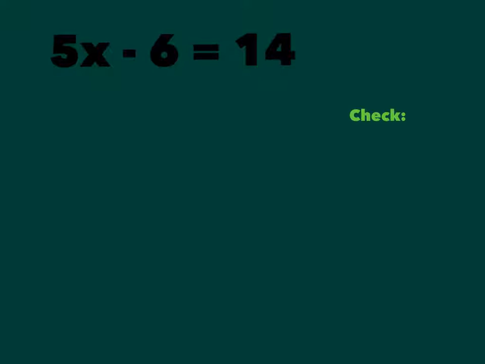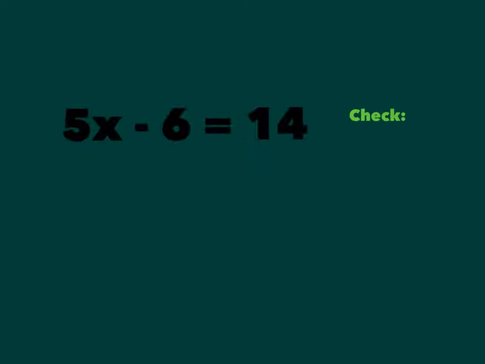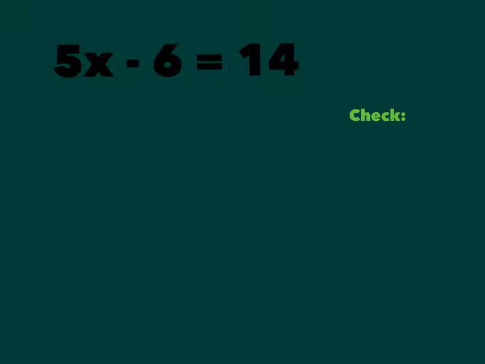The next equation is 5x minus 6 equals 14. Let's go ahead and draw our dividing line right down the equal sign and circle the variable group 5x. Now, if I look at this left-hand side of the equation, I see that I'm subtracting 6. So I want to do the inverse of subtracting 6, which would be adding 6 to both sides of the equation. Remember, we have to add 6 to both sides in order to keep the equation balanced.